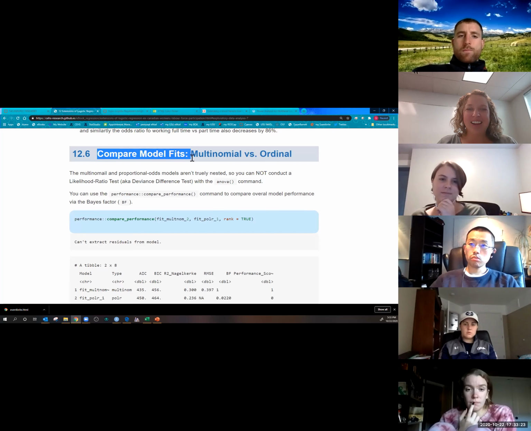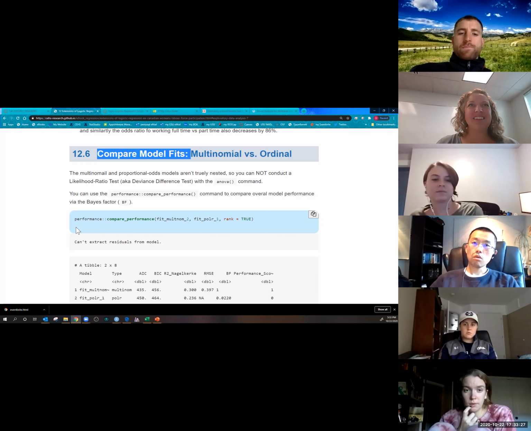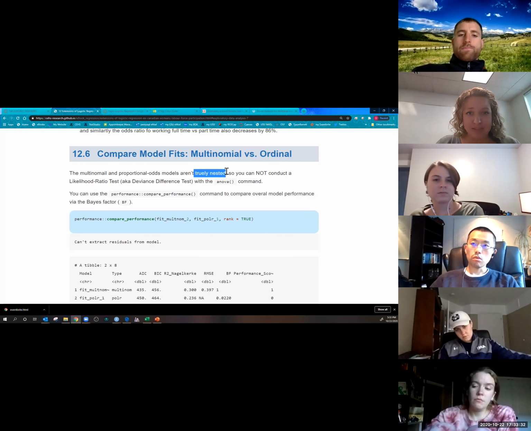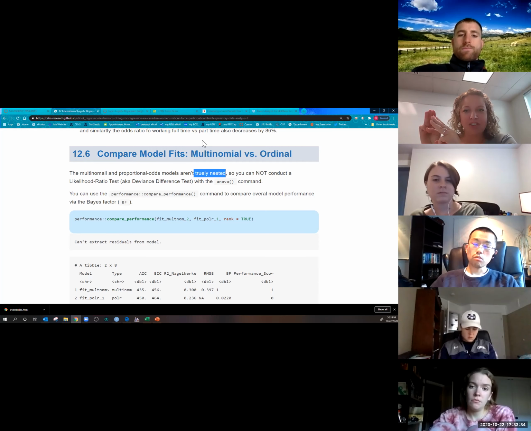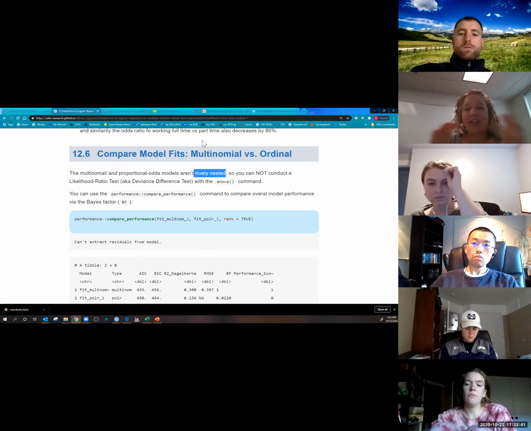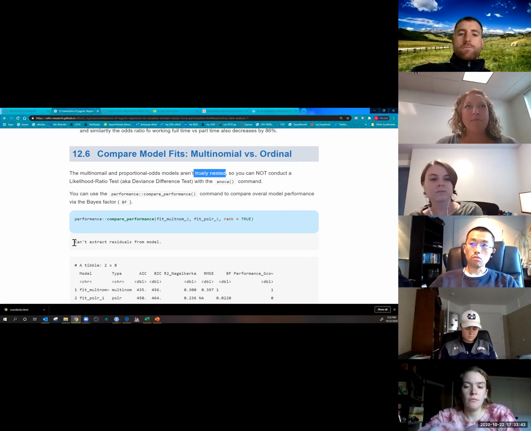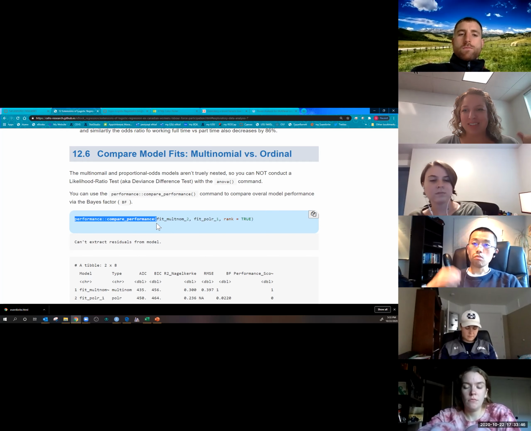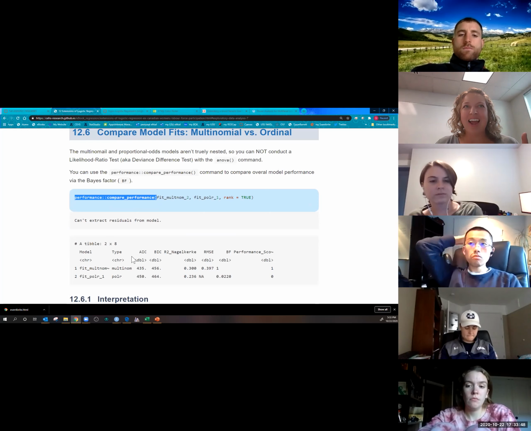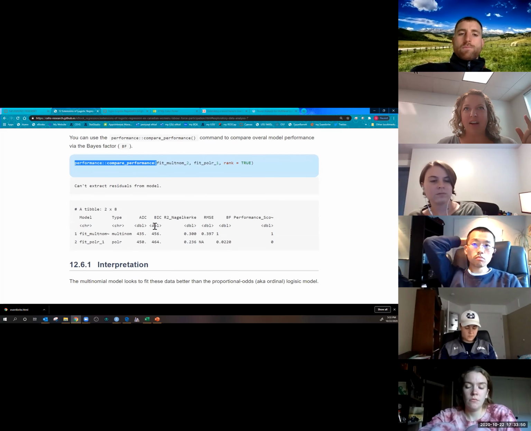We can compare the model fits. The easiest way, now these are not truly nested models. One has two sets of parameters, the other one has one set of parameters and multiple intercepts. They're not truly nested within each other, so we can't do the likelihood ratio test, but we can compare performance. And that will print out our AICs, our BICs, our R-squareds, our RMSEAs, Bayes factor, whichever they have.